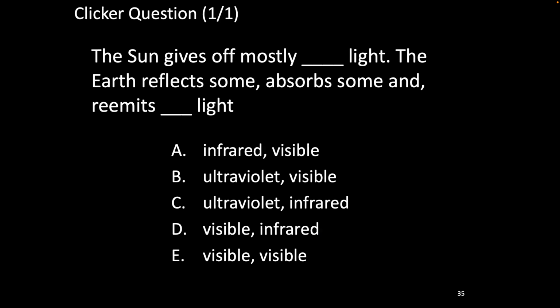Okay, so in fact, the sun gives off mostly visible light, right? And that's why we see in the visible. The earth reflects some of that visible light. It absorbs some of that visible light. For example, in the ocean, it reflects blue light and it absorbs everything but blue. And it re-emits infrared light, because if it were emitting visible light, we would all be in grave, grave danger, right? Why would we be in grave danger if the earth was emitting visible light?